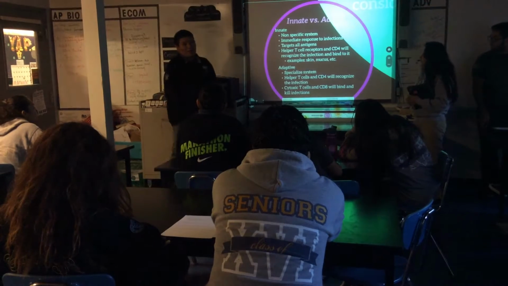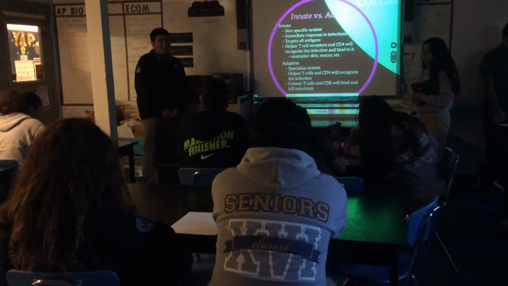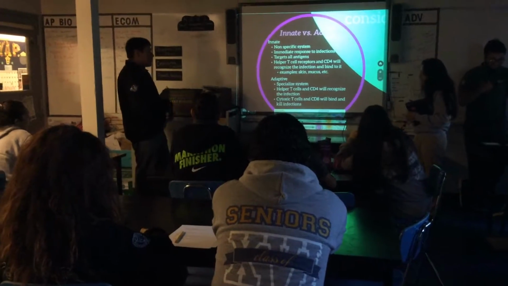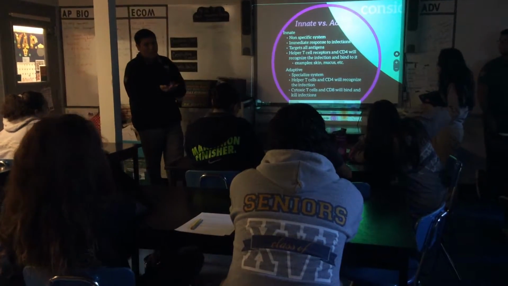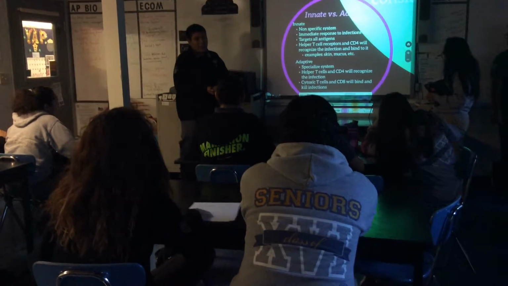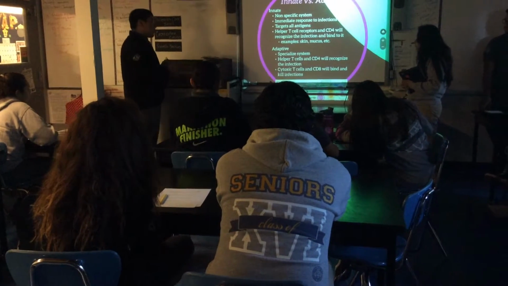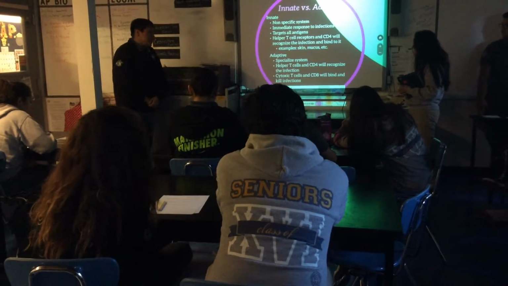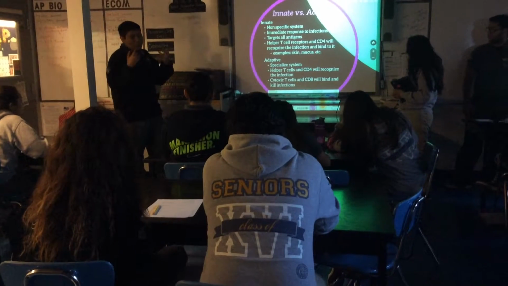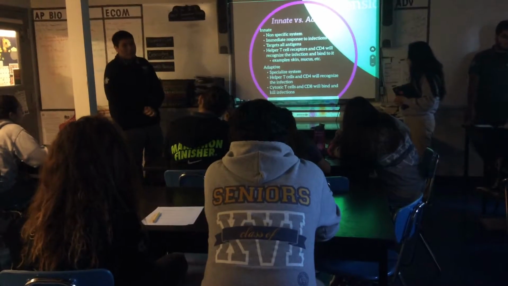Innate versus adaptive. So let's start off. Innate is a non-specific system that decides to attack when there's an infection in the body. One example would be a physical cut, where it attacks any cell that is considered to be infected. Helper T cells and CD4 will recognize the infection and bind until they get a little drop, and it will completely destroy the cell.